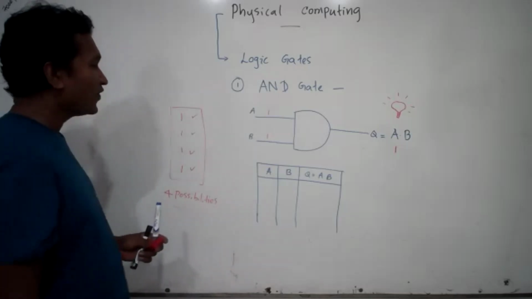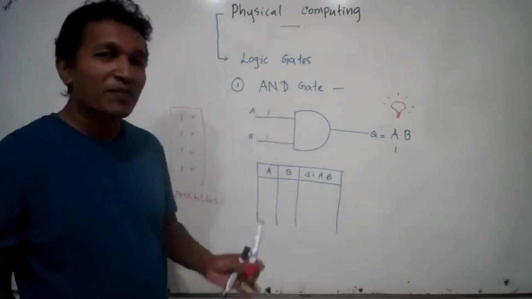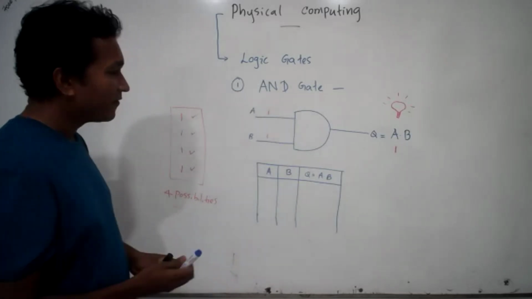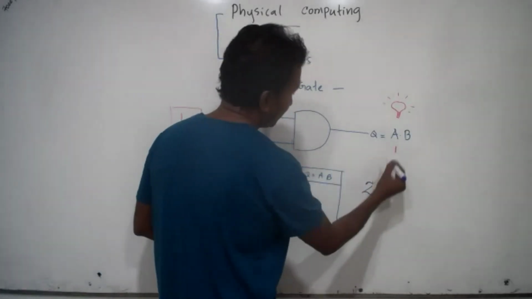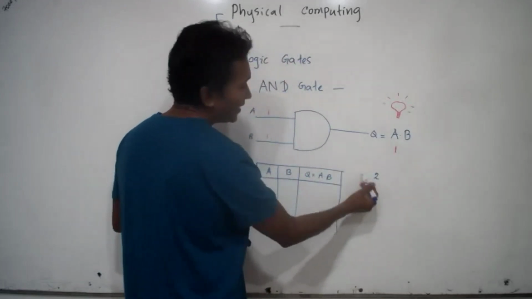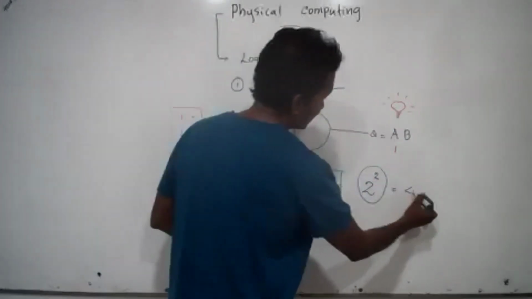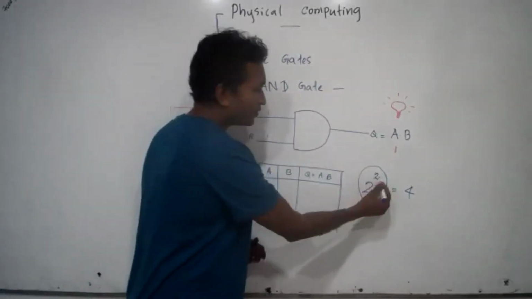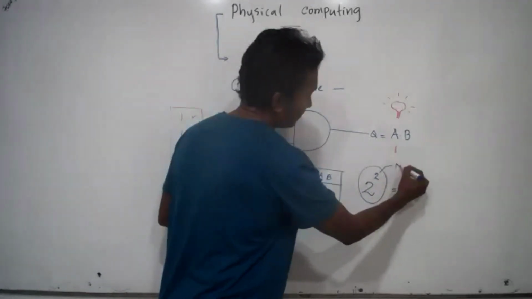Right? So how do we decide how many possibilities there are? When there are two inputs, we can get the possibilities by 2 to the power 2. There can be 4 possibilities. Right, 2 to the power 2.